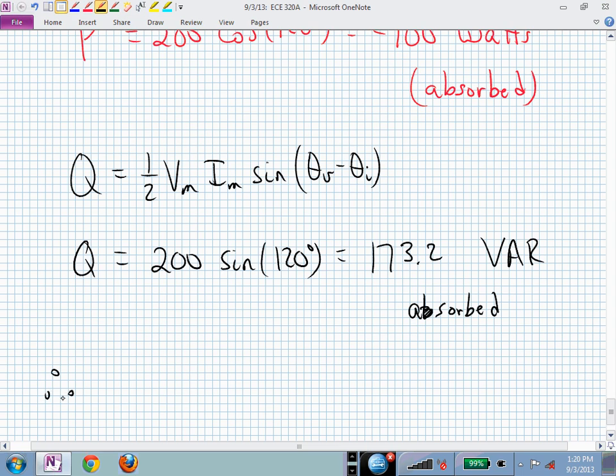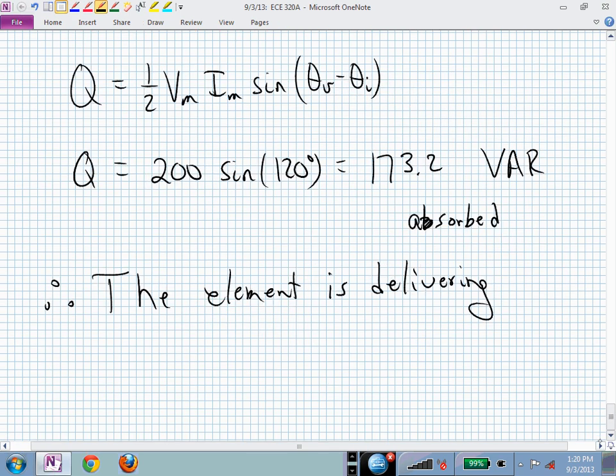And then if you wanted to talk about this, you could say that two-terminal element is actually delivering 100 watts to the rest of the system.